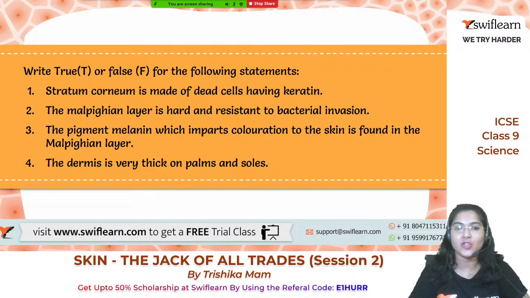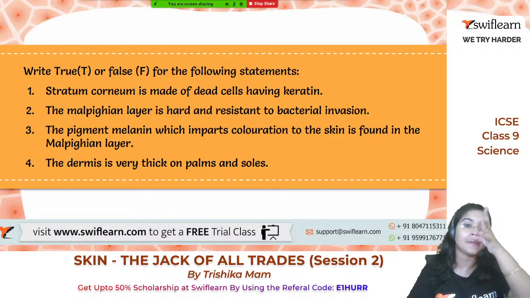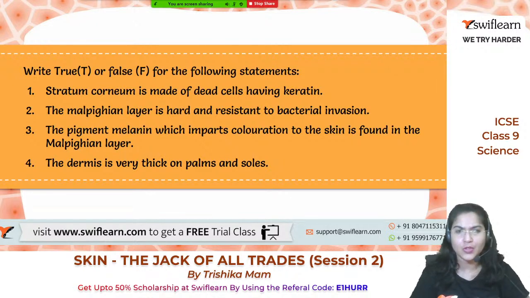Second is the malphigian layer is hard and resistant to bacterial invasion, which is present on our skin. Thirdly, the pigment melanin, which imparts the coloration to the skin, is found in the malphigian layer. Do you think it is correct? Yes. And the fourth is the dermis is very thick on the palm and the sole. Yes. So, which one will be the false or which one will be the true? Yes, who will give me the answer?